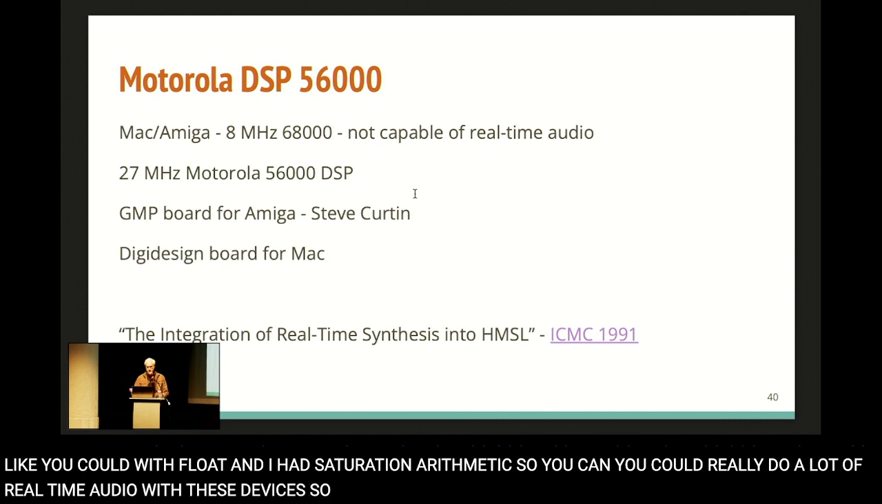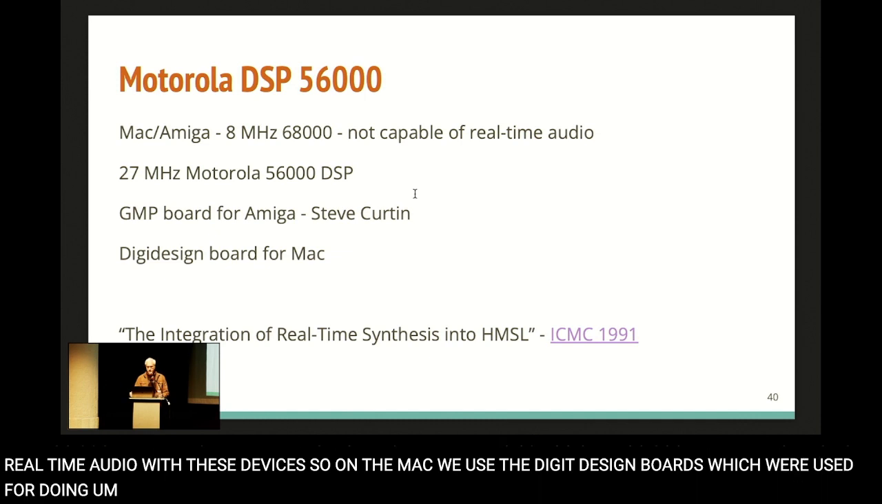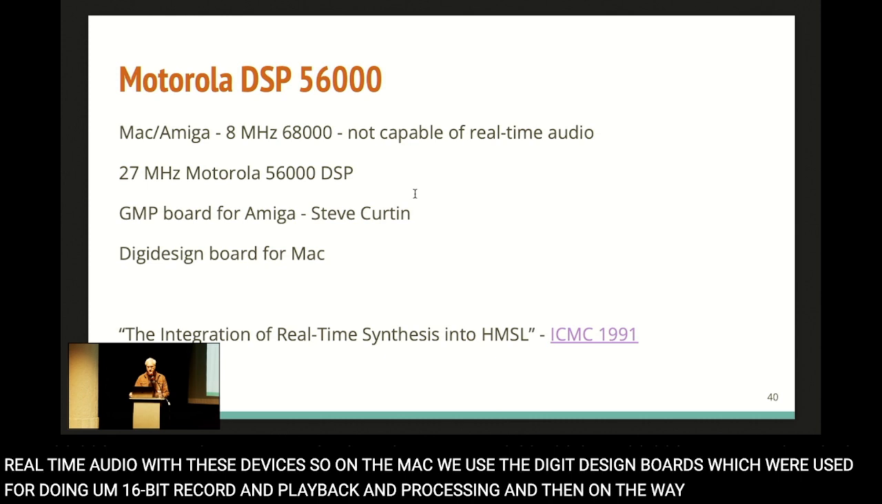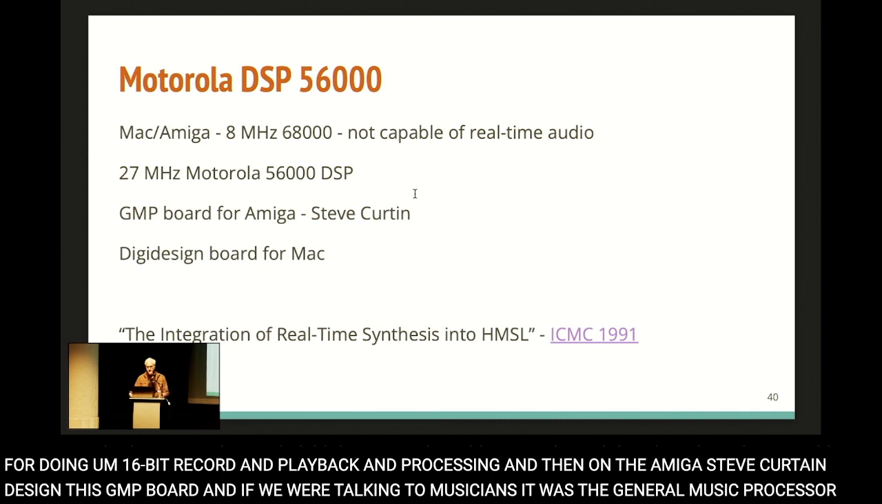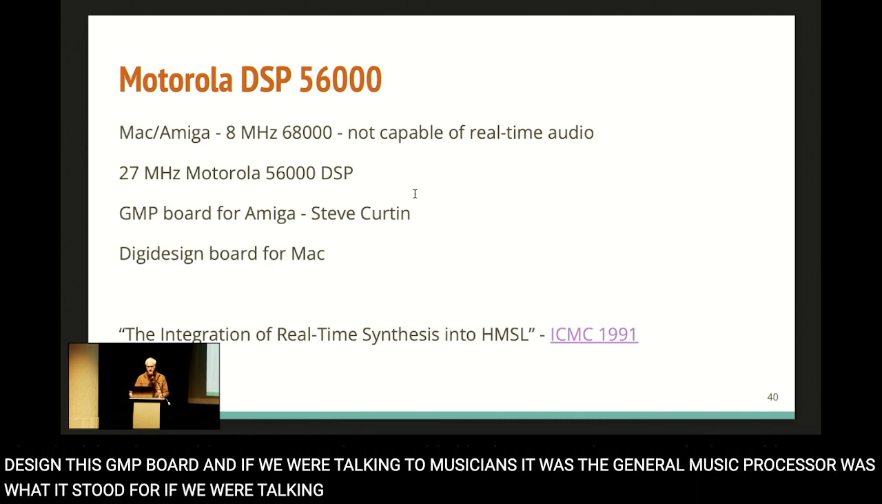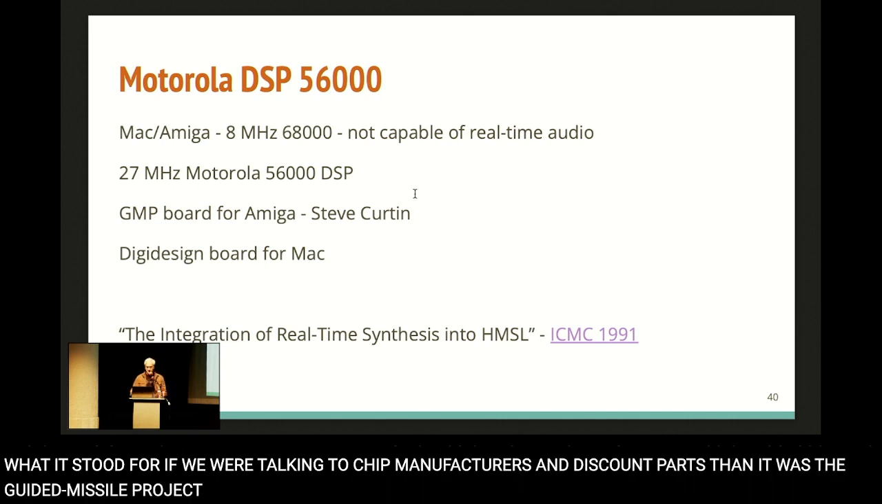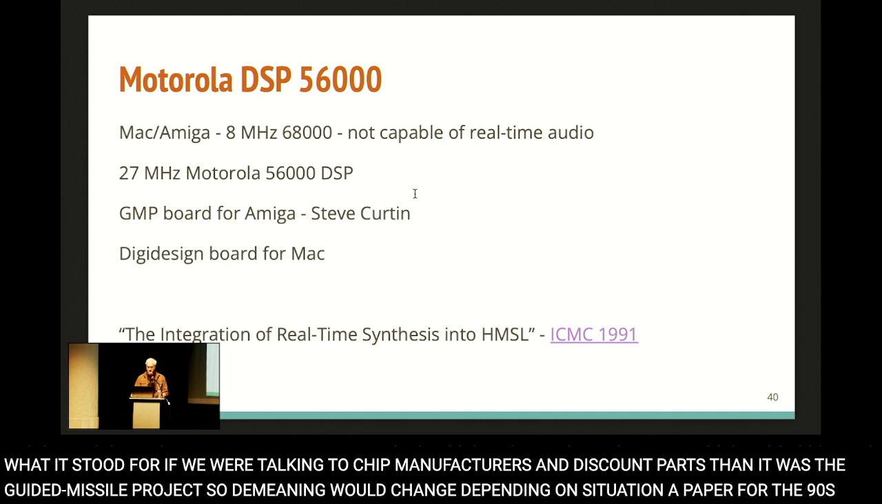So on the Mac, we used the DigiDesign boards, which were used for doing 16-bit record and playback and processing. And then on the Amiga, Steve Curtin designed this GMP board. If we were talking to musicians, it stood for the General Music Processor. If we were talking to chip manufacturers and trying to scan parts, then it was the Guided Missile Project. So the meaning would change depending on the situation. So there's a paper for the 91 ICMC on that.